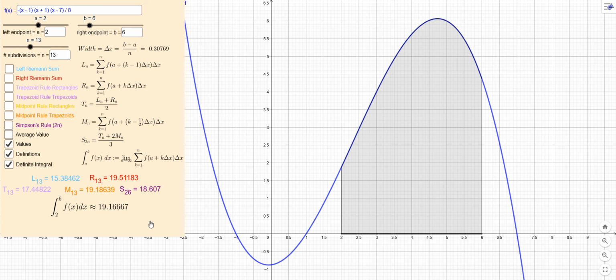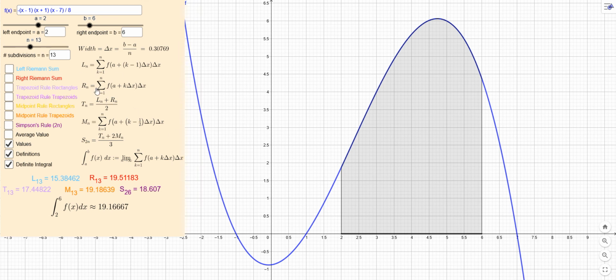No matter what it is, all you really need to do is be able to evaluate the function at different points, and the rest is just some basic arithmetic. Now there's a lot of it if n gets big, but this is how we approximate this integral with various different methods, and you can see that this particular GeoGebra applet lets us experiment and demonstrate and play around with this for different values. I do want to mention one more thing before I get off of here.